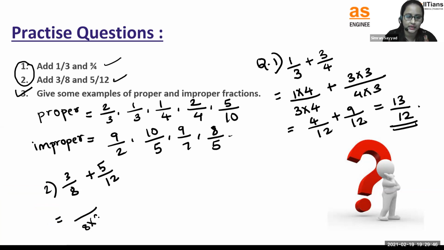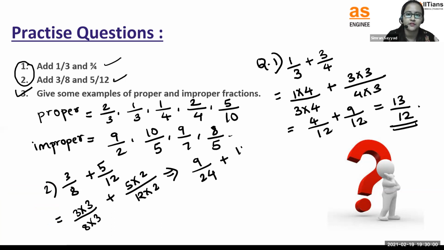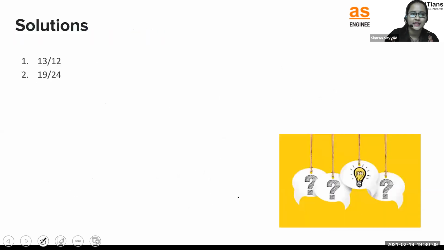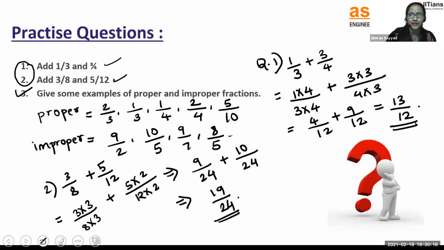So 8 3s are 24. Same applies, times 3, for the numerator. 12 2s are 24. So again, 5 times 2. So 3 3s are 9, 8 3s are 24. Plus 5 2s are 10, again 12 2s are 24. So what's the answer? It is 19 by 24. 19 by 24. Yes. Let's check the answer. Yes, we have got the correct answer. The answer for the first is 13 by 12 and the answer for the second is 19 by 24.